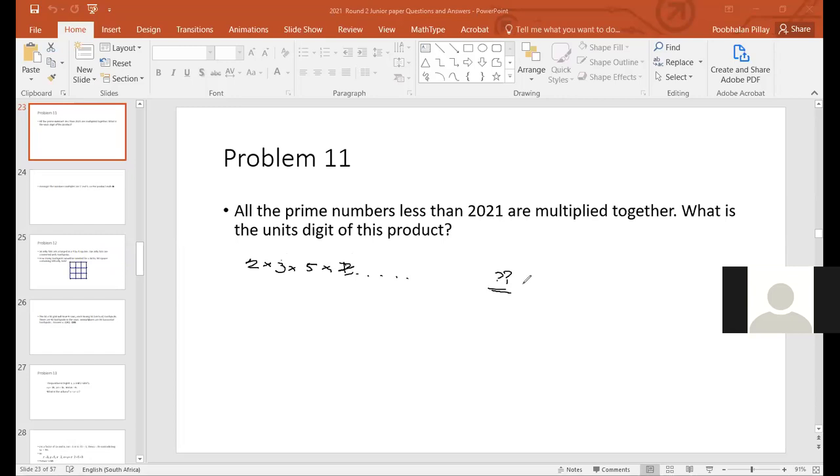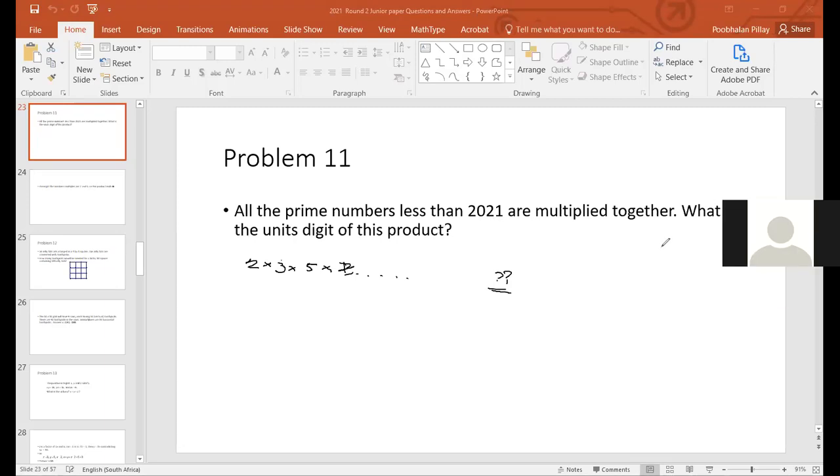So this looks like a very hard problem. You say, oh, there are so many of them. But the question is, what is the units digit? So the question is only asking about the units digit. What's the units digit? So if you were to look, the 2 and 5 multiplied together give us 10, and anything multiplied by 10 does add a 0 at the end.